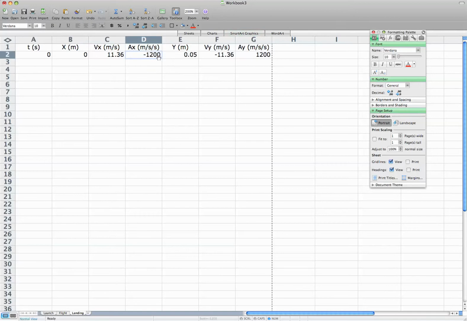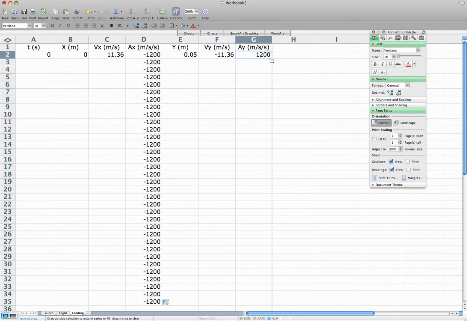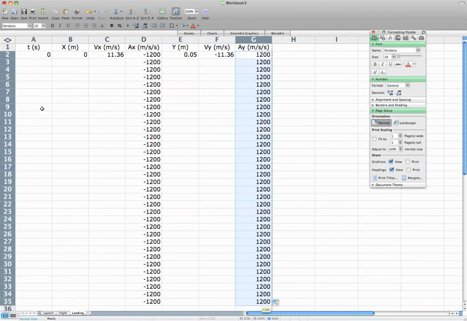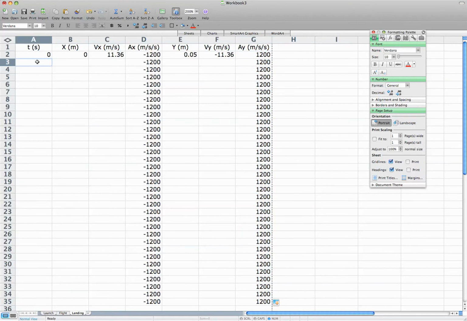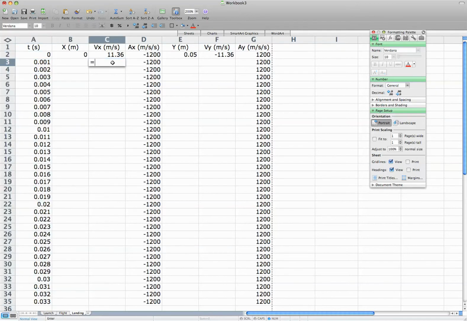So as in the past, I am going to take the acceleration and drag that down, and then I'm going to do the same for the other acceleration, drag that down, and then we have to decide what sort of time step we're going to use. I'm sure by now you've figured out that we're going to be dealing with thousandths of a second, and I hope you're seeing a pattern here so that you can figure out which time step makes the most sense. And as in the past, my velocity in the future is going to be based on the velocity in the past plus whatever the acceleration is, times whatever the time step is.